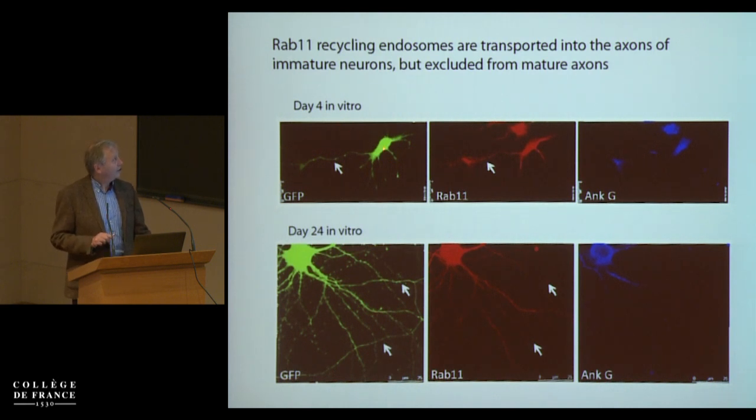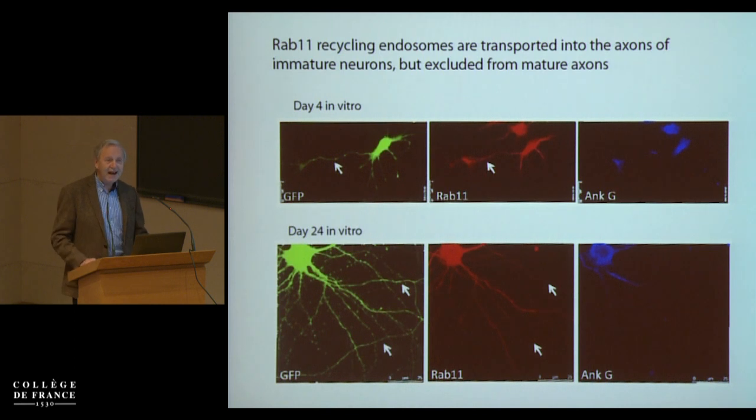Here is a young neuron. Here is Rab11 carrying things like integrins and trks into the axon. But if we look at an old, mature neuron, here is the axon, marked with arrows, and you can see the dendrites are full of Rab11, but the axon has none. In other words, Rab11 has been excluded from the axon.